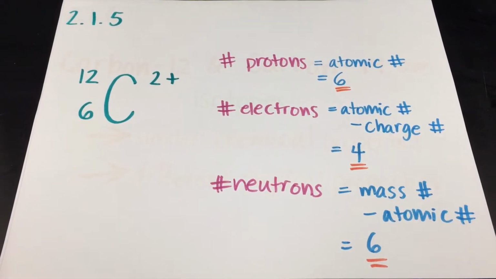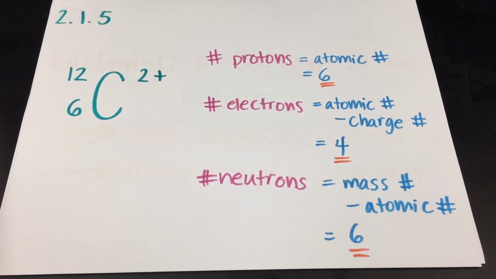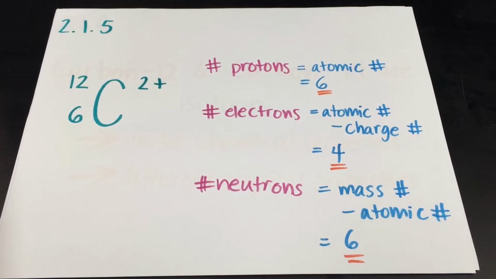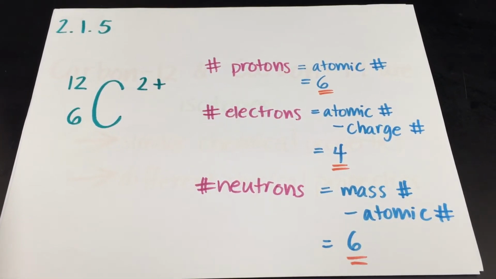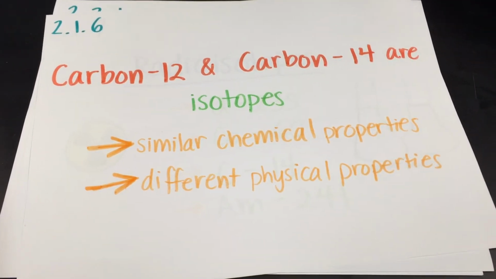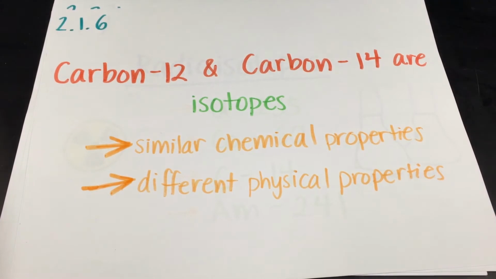To calculate the number of protons, it is the atomic number. To calculate the number of electrons, it is the atomic number minus the charge number. And neutrons are the mass number minus atomic number. Isotopes of an element have similar chemical properties and different physical properties.